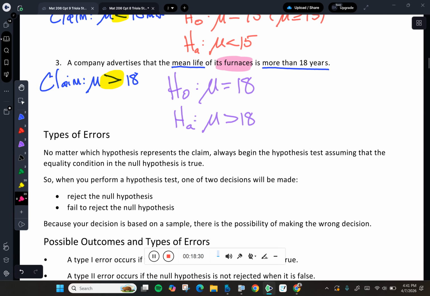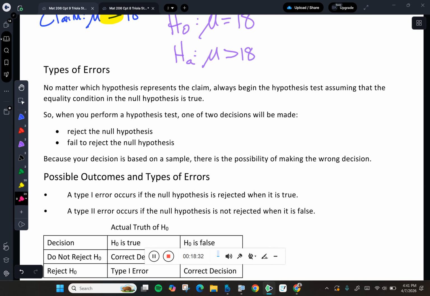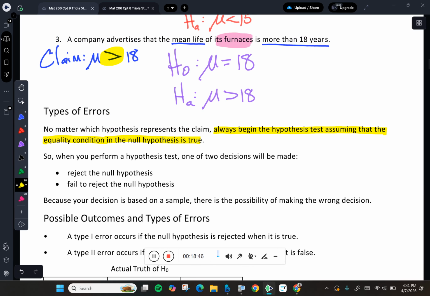Okay. Now, no matter what hypothesis represents the claim, we always begin our hypothesis test by assuming that the equality condition in the null hypothesis is true. So in the last example, even though the claim was about them lasting longer than 18 years, we're going to start by assuming that 18 years is the mean, and that they don't last longer than 18, they just last 18. So then I'm going to test.